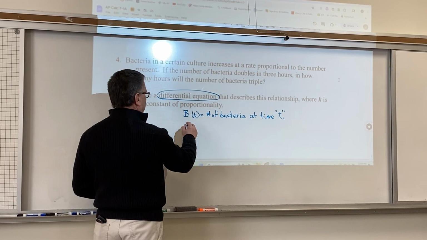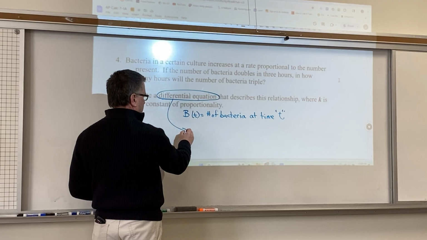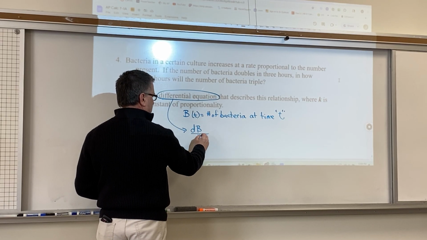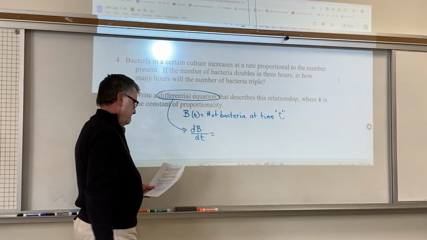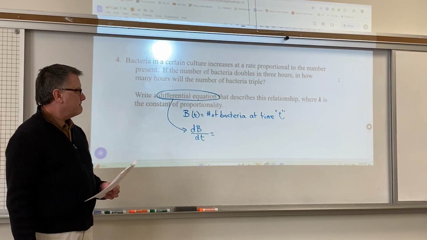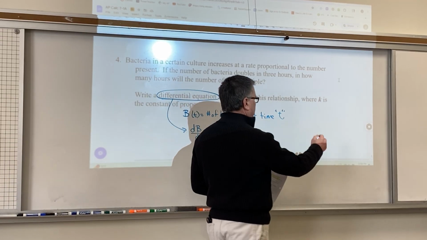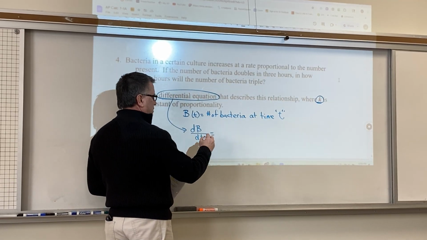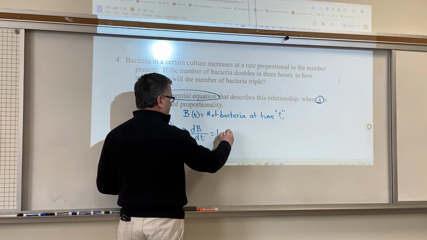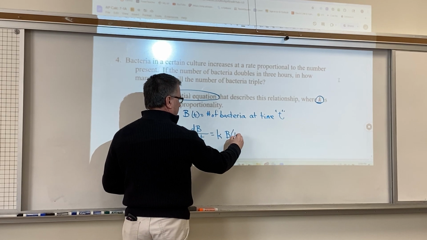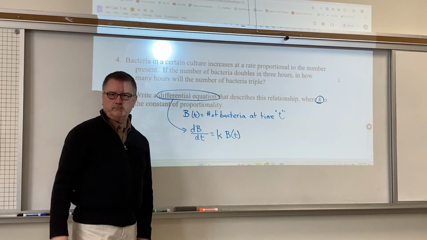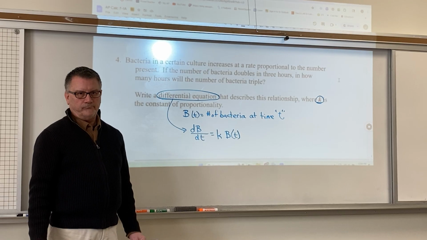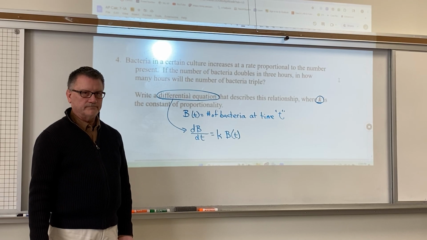Then we can do a differential equation, dB/dt. Let's see, we've got K, so we'll use K. You could usually use R. dB/dt equals K times B of T. Okay, we're done. That's what would model this.